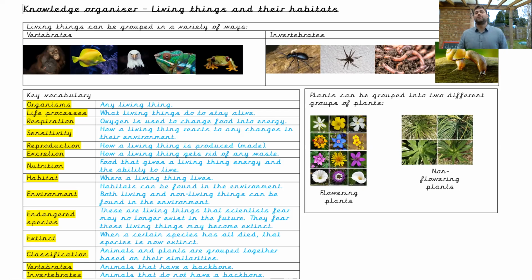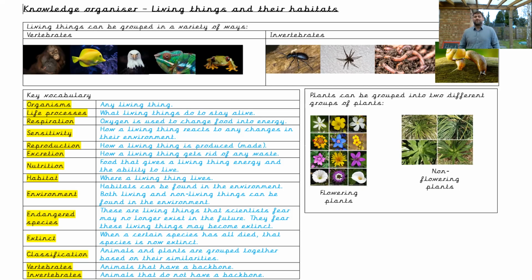Sensitivity is how a living thing reacts to any change in their environment. Reproduction is how living things are reproduced and how they are made. Excretion, if you can remember our digestive topic we did a while back, where we used orange juice and biscuits and bananas, we were showing how the body gets rid of waste, and that's called excretion. So excretion is how living things get rid of waste. Nutrition is food that gives a living thing energy and the ability to live, and habitat is where living things live.